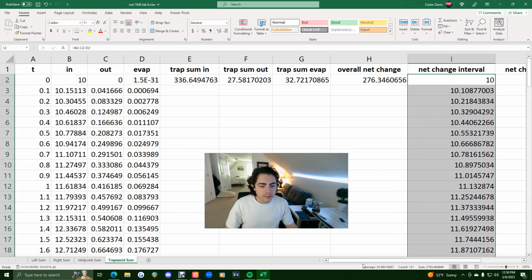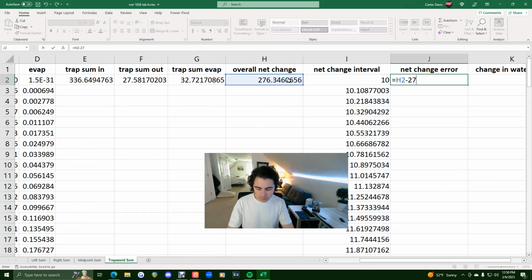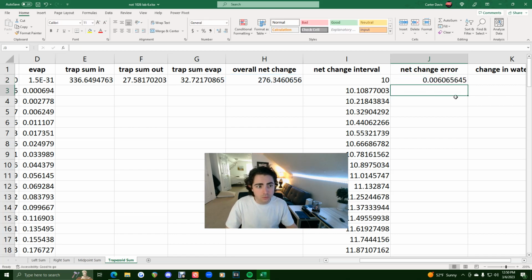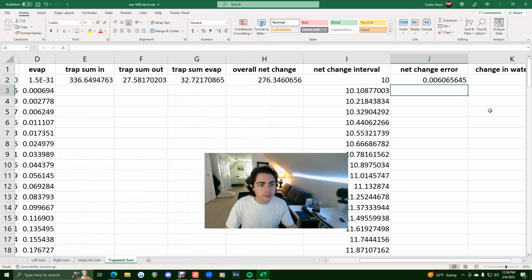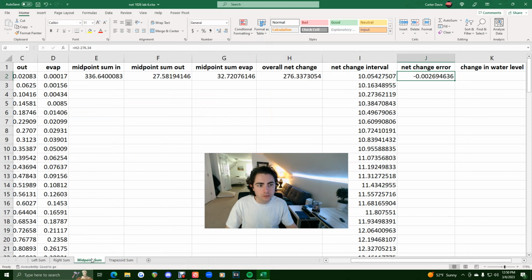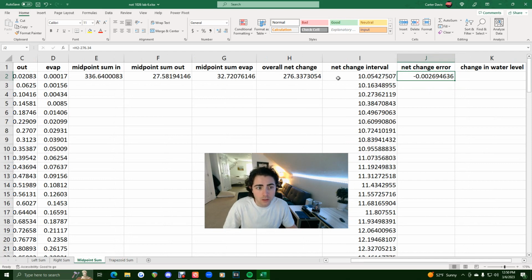All right, and then the net change error, which would come from doing this minus 276.34, which is going to be really close to 276.34. That checks out. Okay. So which one was closer? Midpoint was 0.002. This was 0.006. So a close second place is the trapezoidal sum, but the midpoint sum crushed it.